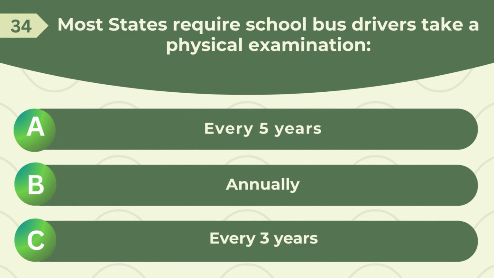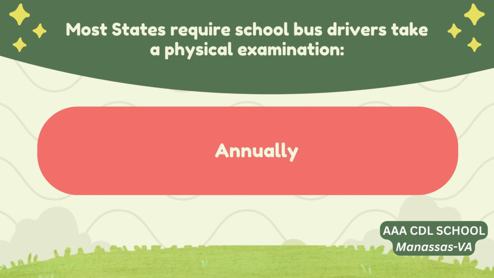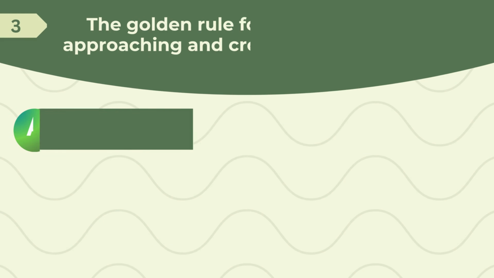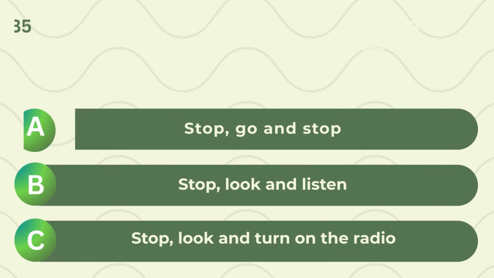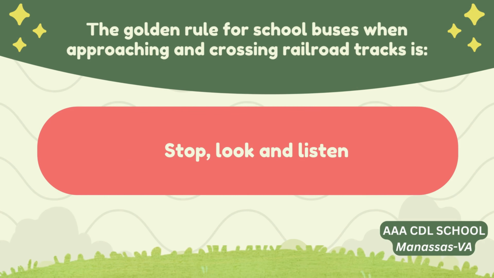Most states require school bus drivers to take a physical examination: A. Every 5 years. B. Annually. C. Every 3 years. Correct answer: annually. The golden rule for school buses when approaching and crossing railroad tracks is: A. Stop, go and stop. B. Stop, look and listen. C. Stop, look and turn on the radio. Correct answer: stop, look and listen.